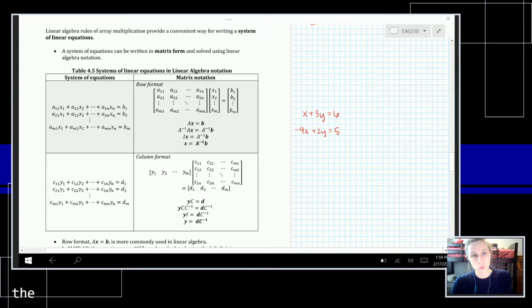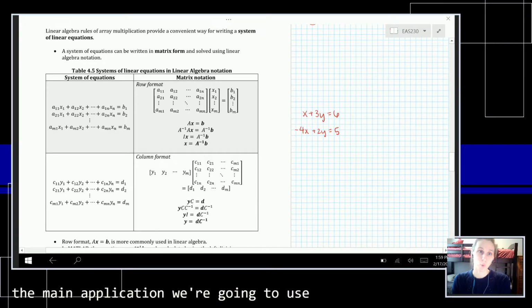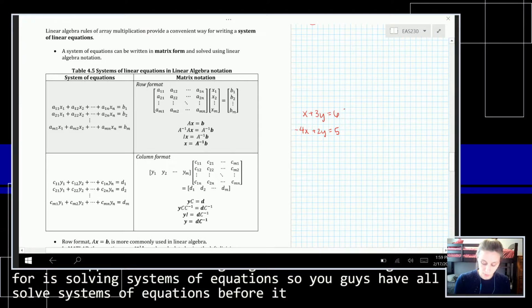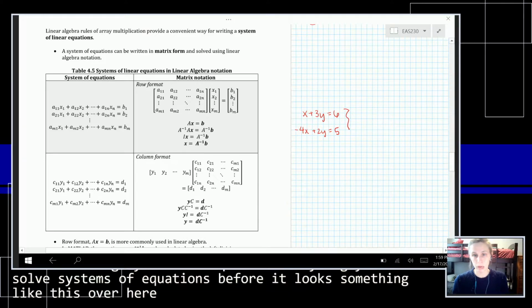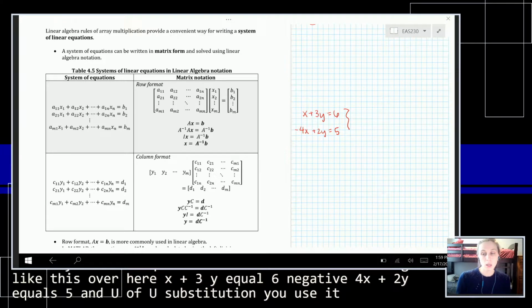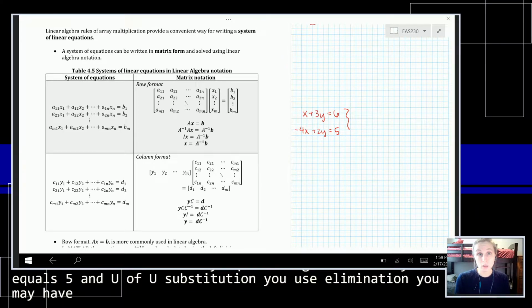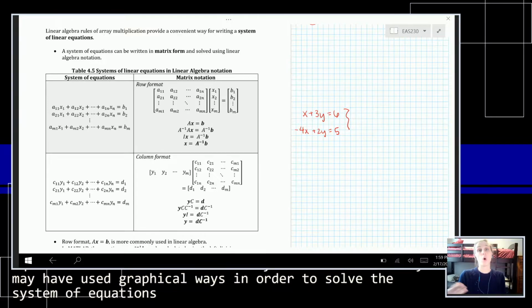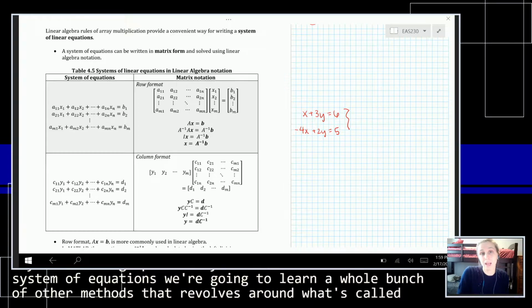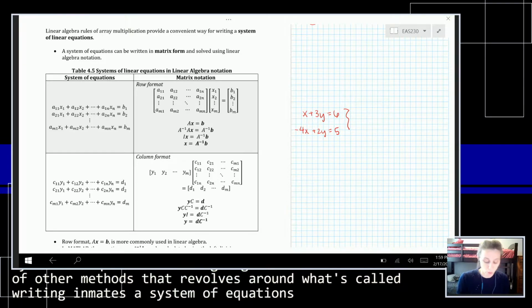The main application we're going to use linear algebra for is solving systems of equations. So you guys have all solved systems of equations before. It looks something like this over here: x plus 3y equals 6, negative 4x plus 2y equals 5. And you've used substitution, you've used elimination, you may have used graphical ways in order to solve a system of equations. We're going to learn a whole bunch of other methods that revolve around what's called writing a system of equations in matrix form.